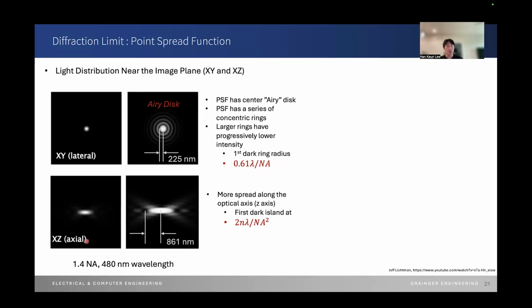And in the axial direction, so we have the z-axis this way, and the x-axis this way, the optical direction. It turns out that there is more spread along the optical direction, and the first dark location is at 2n lambda over NA squared.